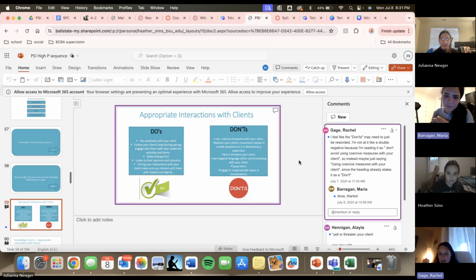Okay, let's see. I made a comment about the don'ts. I felt like it needed to be reworded a bit, and I think Maria already worked on that. At first it was kind of a double negative because it said, don't avoid using coercion measures with your client. So that would be a do. So we just needed to reword that one, and I think it looks great. Yeah, good catch. Thank you.